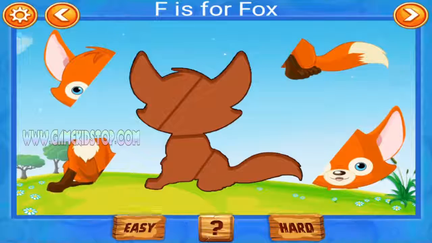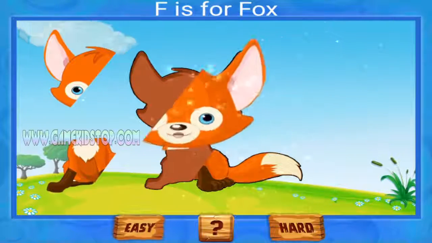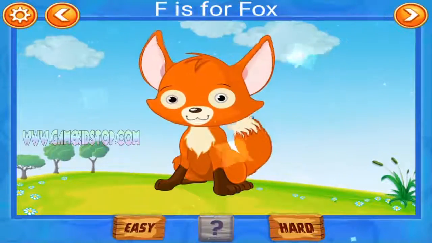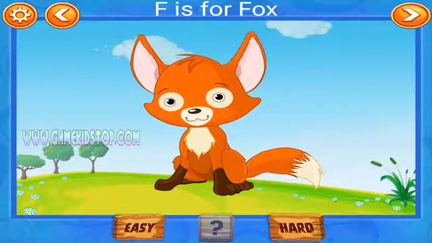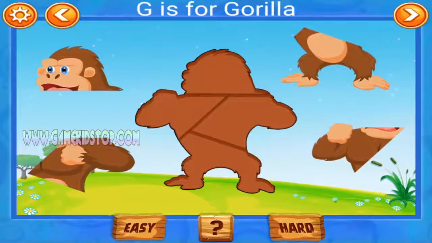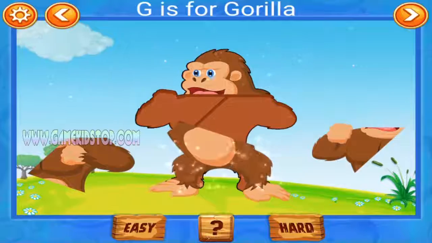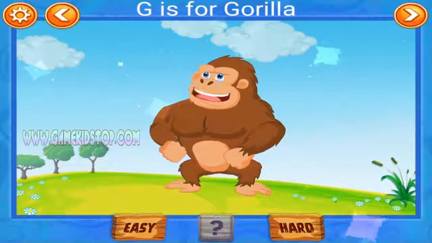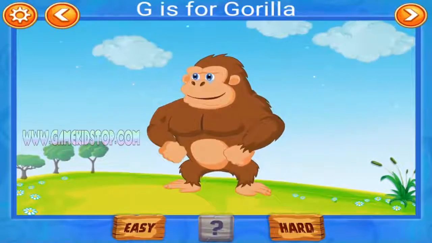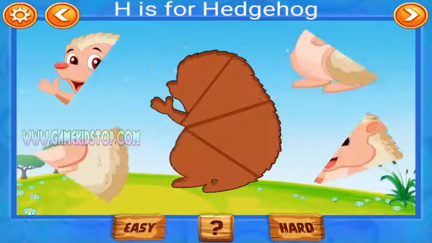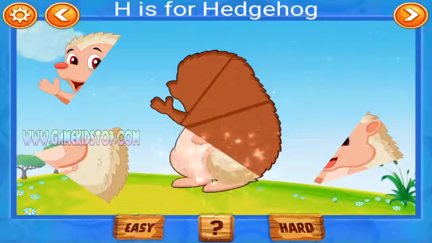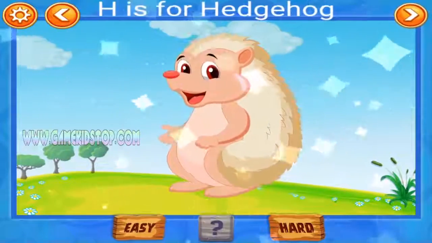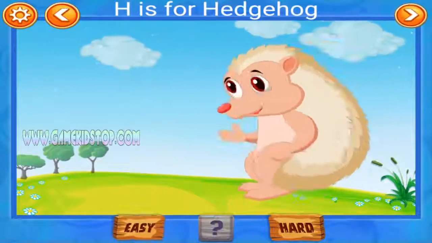It's time to solve a puzzle. F is for fox. Fox. It's time to solve a puzzle. G is for gorilla. Gorilla. It's time to solve a puzzle. H is for hedgehog. Hedgehog.